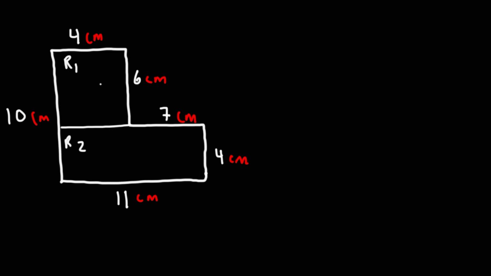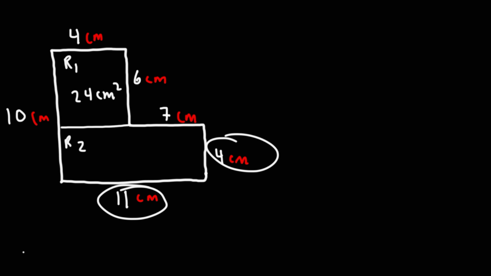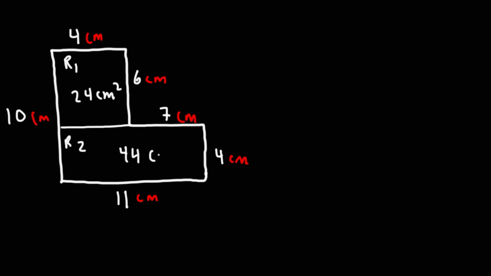Now for rectangle 1, we can see that it has a length of 4 and a width of 6. So if we multiply length times width, 4 times 6, that will be 24 square centimeters. So that's the area of the first rectangle. Now for the second rectangle, we can see that it has a length of 11 and a width of 4. So 11 times 4, that's going to be 44.